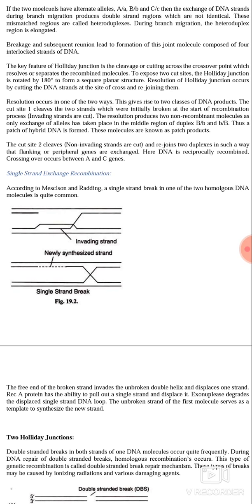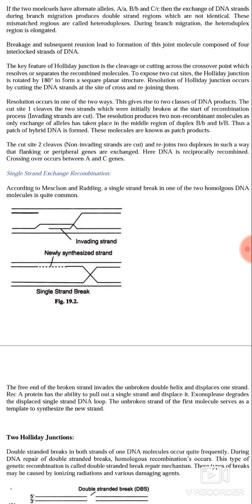Cut site 1 cleaves the two strands which were initially broken at the start of the recombination process. The resolution produces two non-recombinant molecules, as only exchange of alleles has taken place in the middle region of duplex B and B. Thus, a patch of hybrid DNA is formed. These molecules are known as patch products.